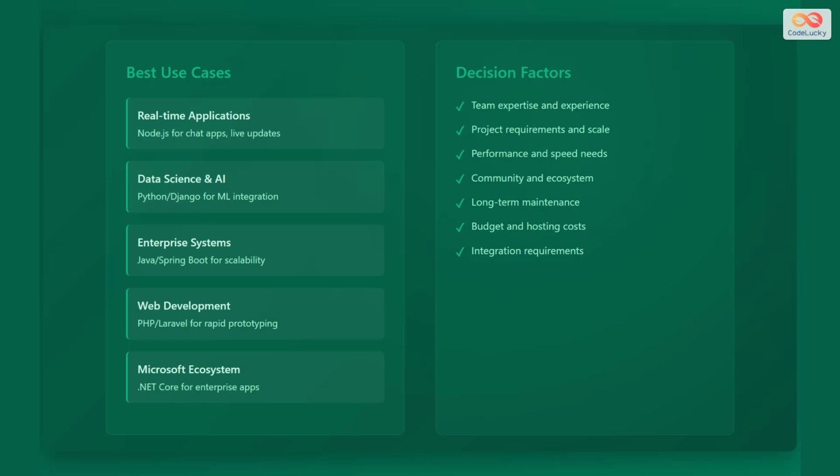Key factors to consider are your team's expertise, project requirements, performance needs, community support, long-term maintenance, budget, and integration needs. The best backend technology truly depends on your specific needs, team skills, and project requirements.